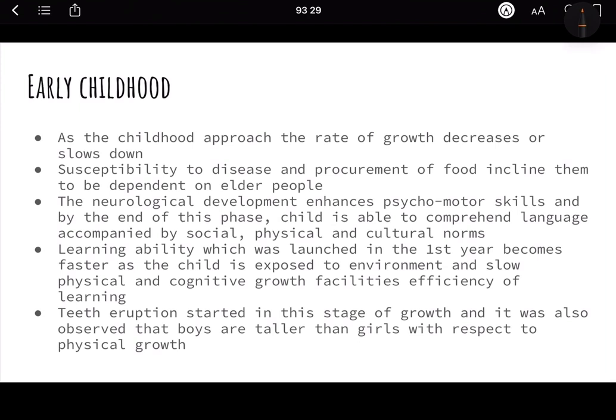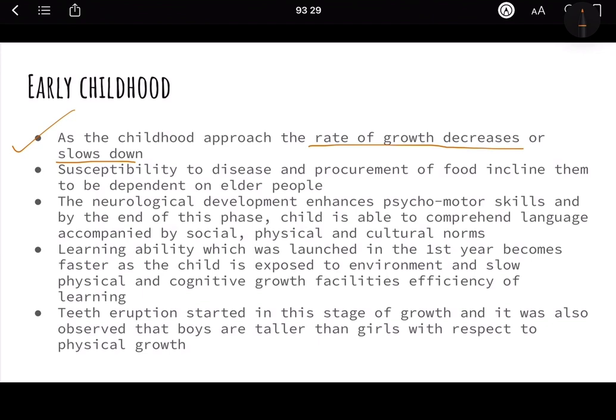So as the childhood approaches, the rate of growth decreases, because the rate of growth was accelerated in the infancy period. Now it starts to decline or slows down. The growth is not happening the way it was happening in, for example, the baby was doubling its weight in 6 months, triple the size in terms of weight in one year. ऐसा नहीं हो रहा है.